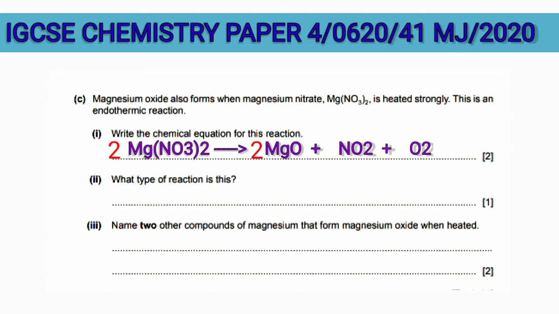Now let us check how many nitrates are there. We have 4 nitrate radicals on reactant side. So 4 molecules of NO2 will be produced. So we write 4 as a coefficient of NO2. Now the equation is balanced.